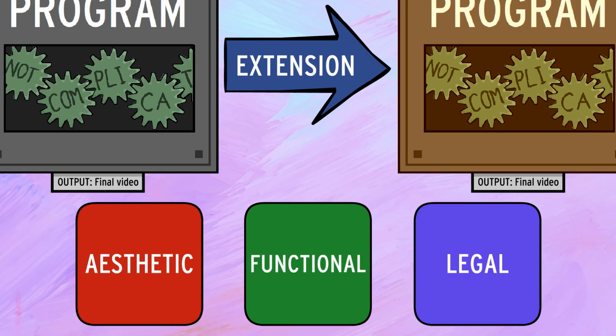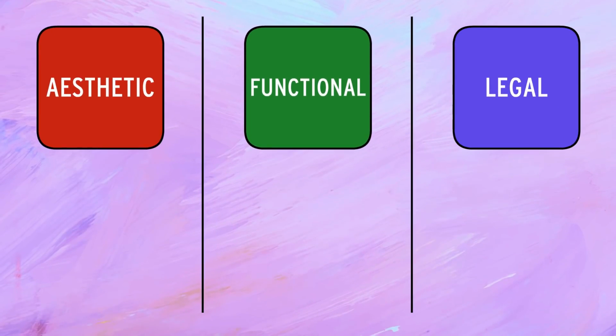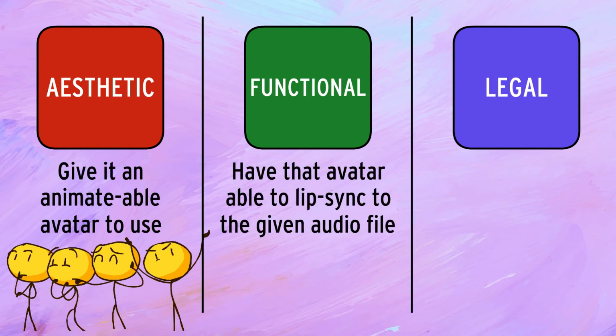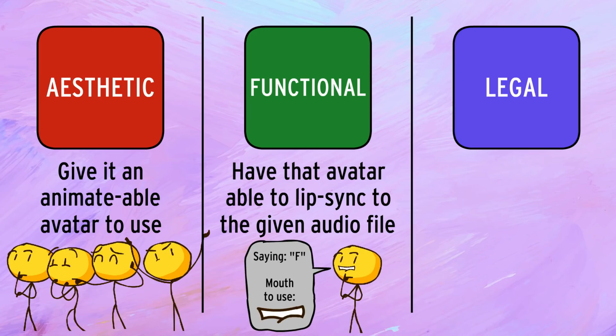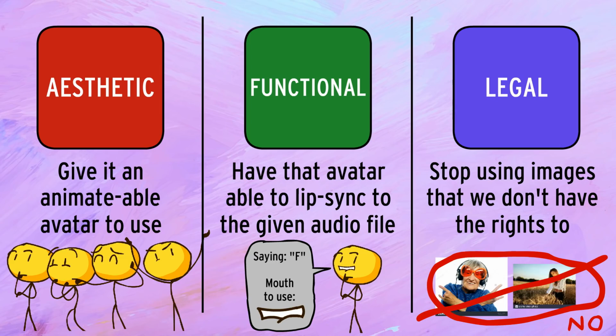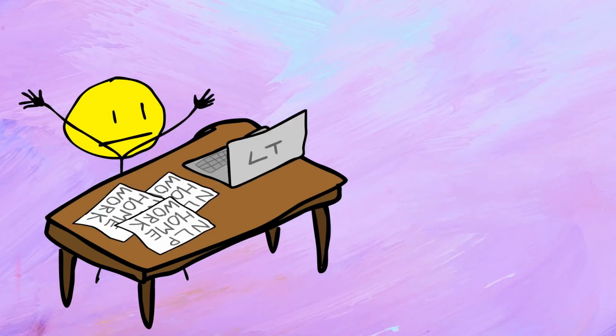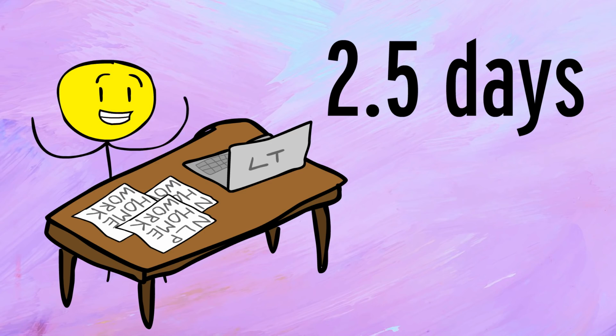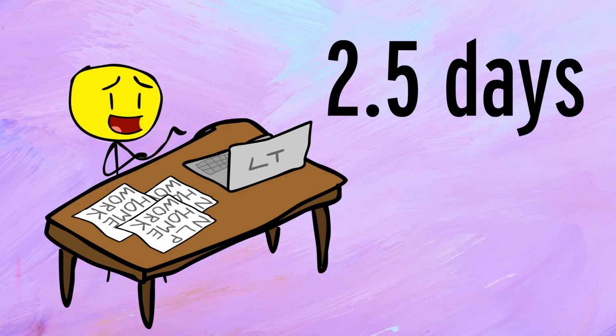So to improve on my Google Image video generator, we have 3 areas to target: aesthetic, functional, and legal. Long story short, the things we need to do are give it an animatable avatar to use, have that avatar able to lip sync to the given audio file, and stop using images that we don't have the rights to, meaning most Google images. After a couple days of coding, I got all 3 to work. So let's see it in action, and then I'll explain the details.